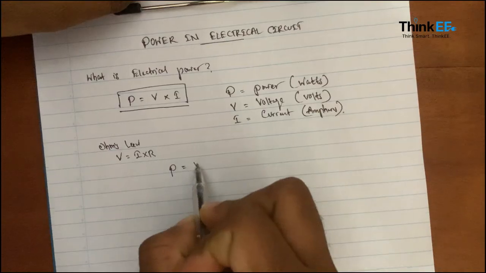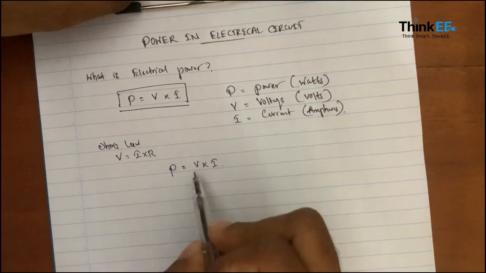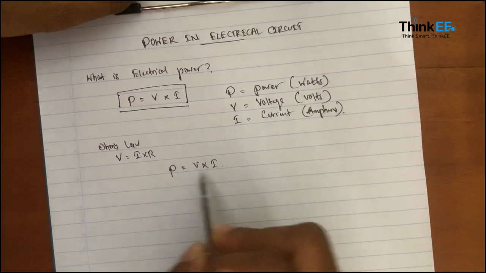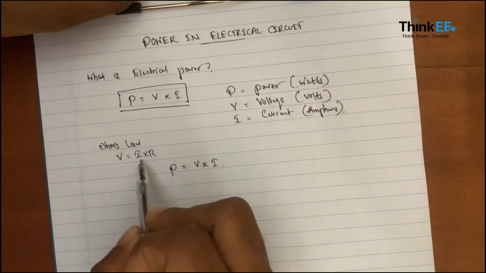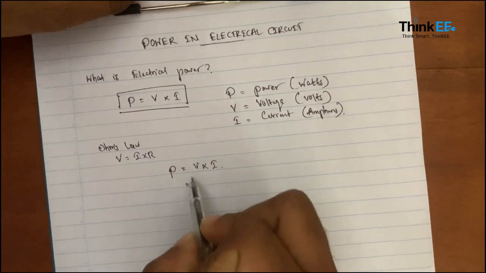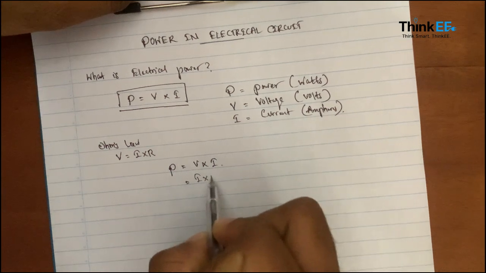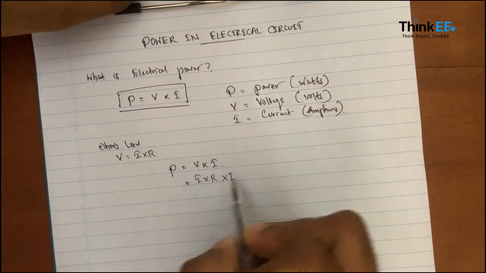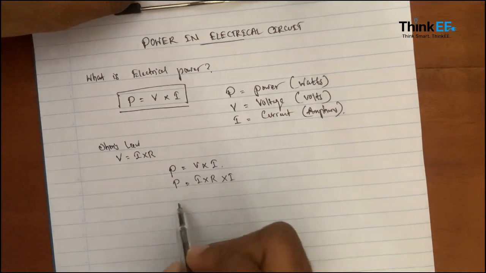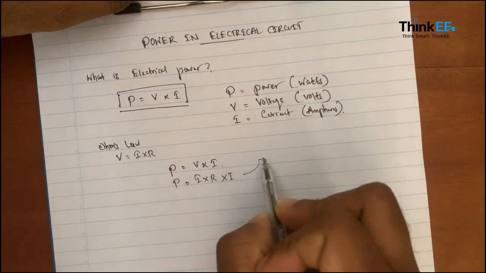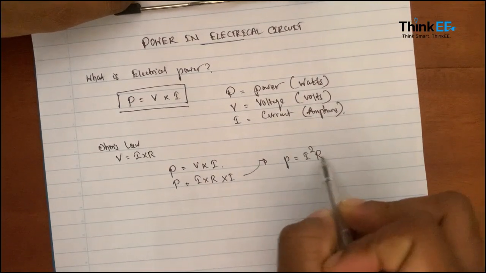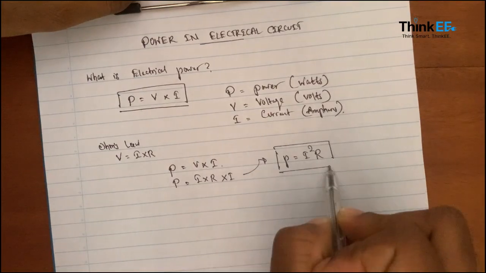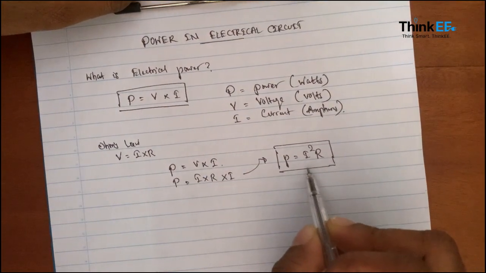Power equal V into I. If we know, we can substitute V from this Ohm's law. That is I into R. From this we can get equation P equal I squared R. This is our second equation to calculate power.